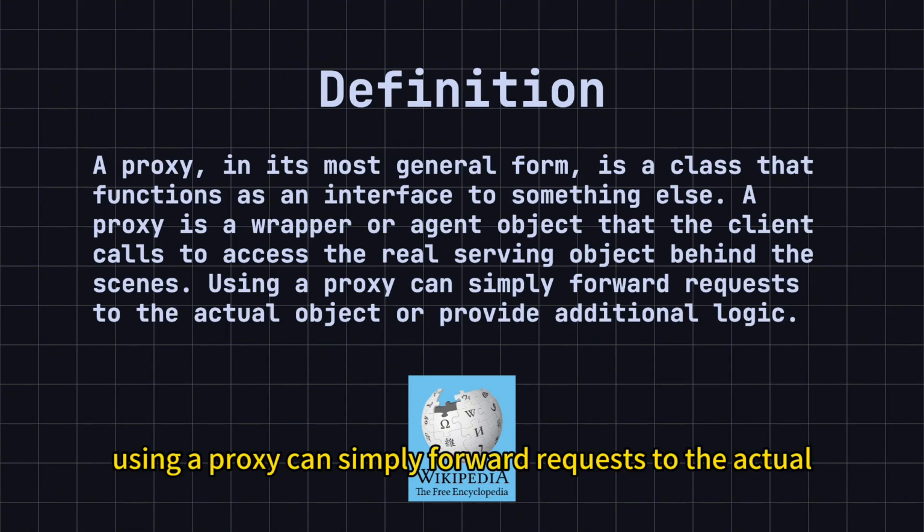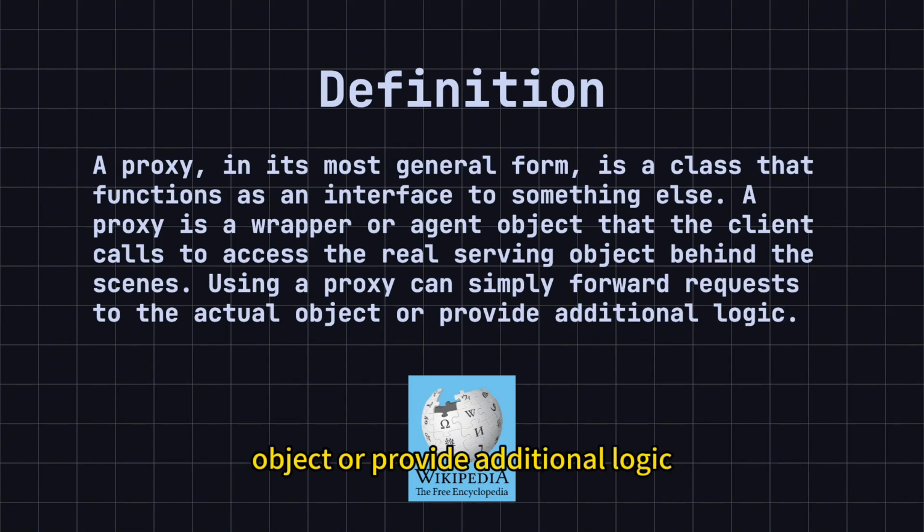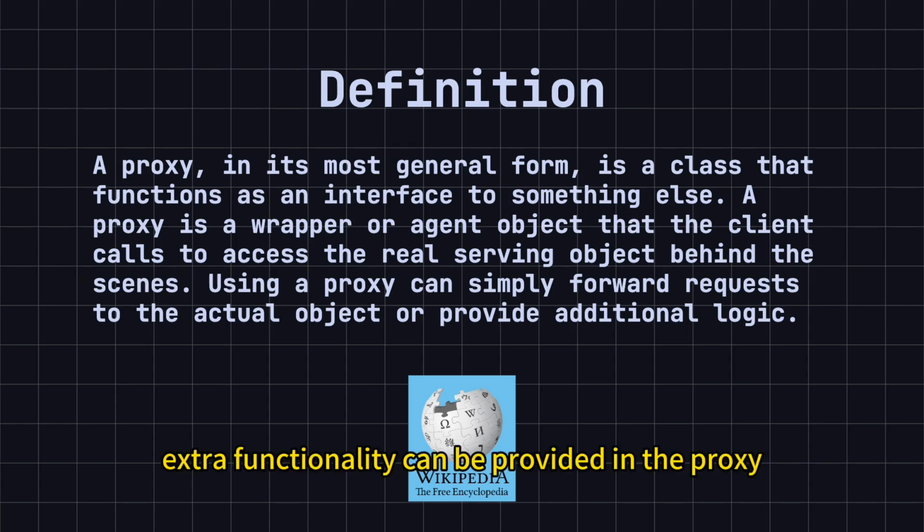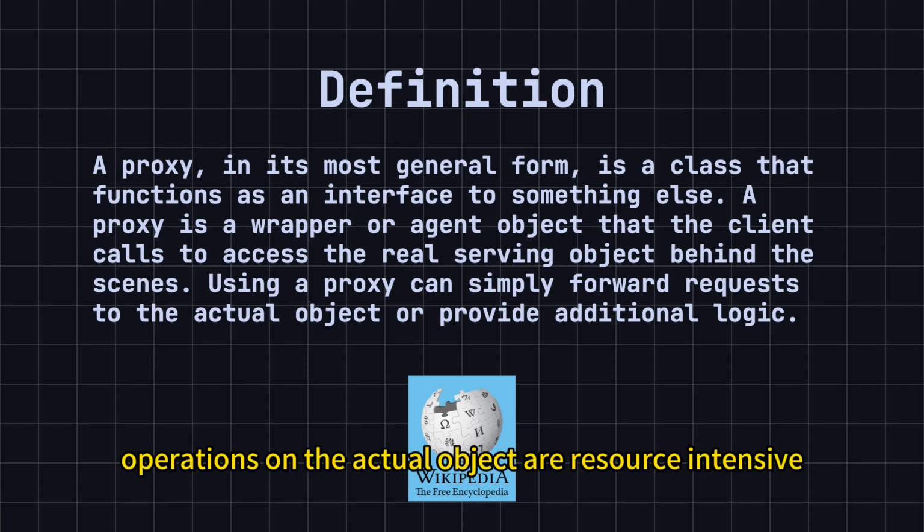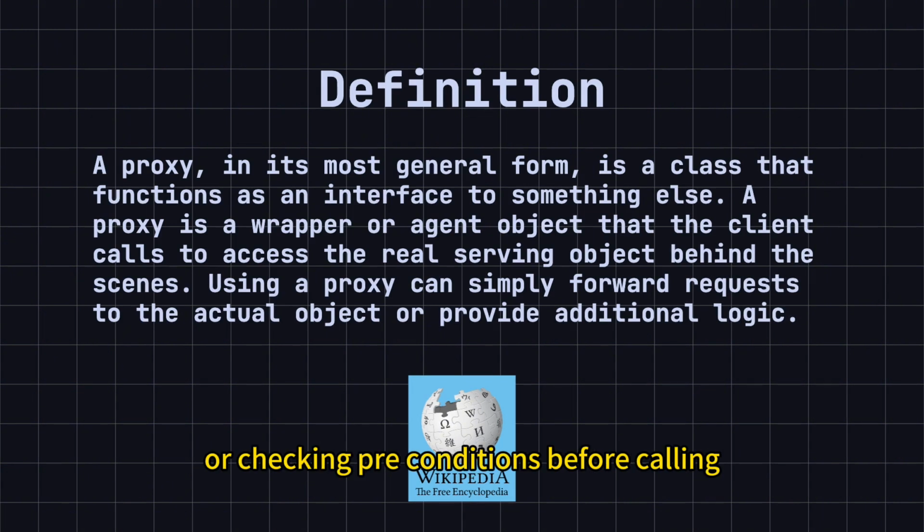Using a proxy can simply forward requests to the actual object or provide additional logic. Extra functionality can be provided in the proxy, such as caching when operations on the actual object are resource-intensive, or checking preconditions before calling operations on the actual object.